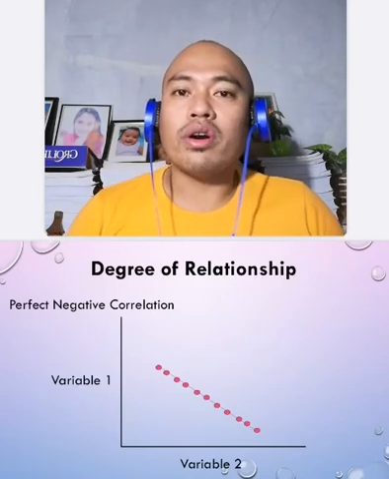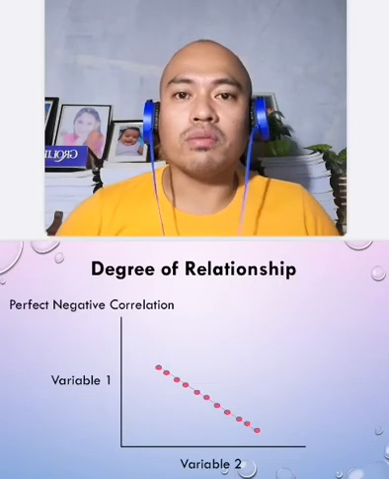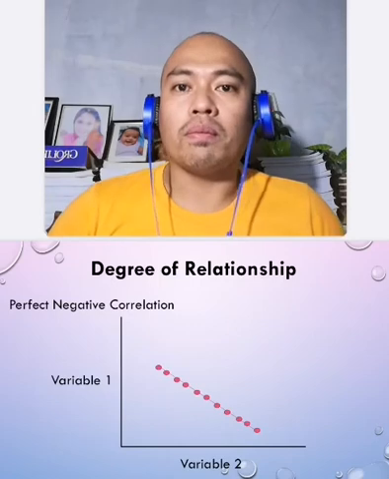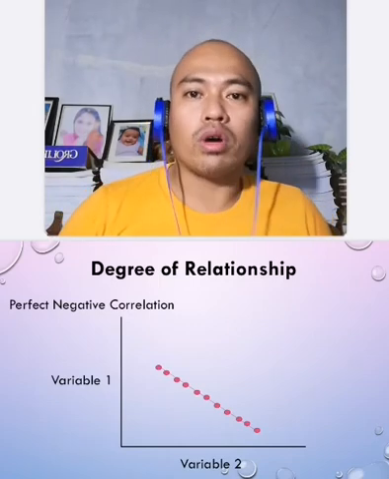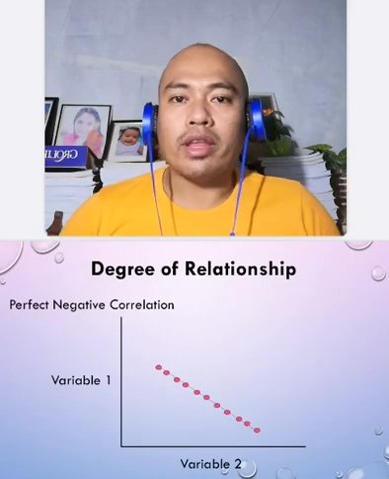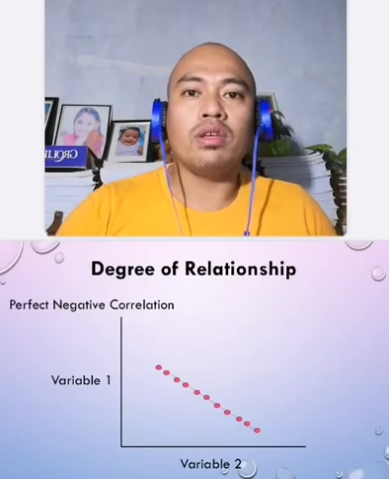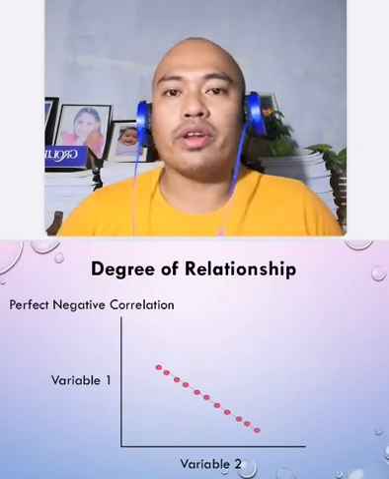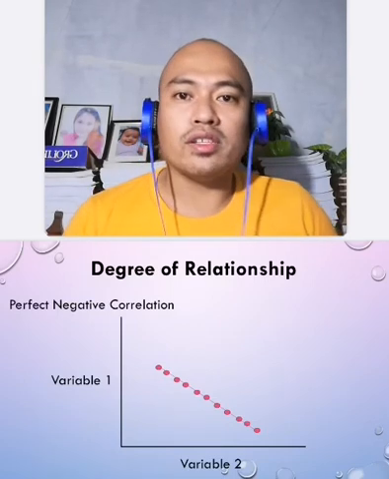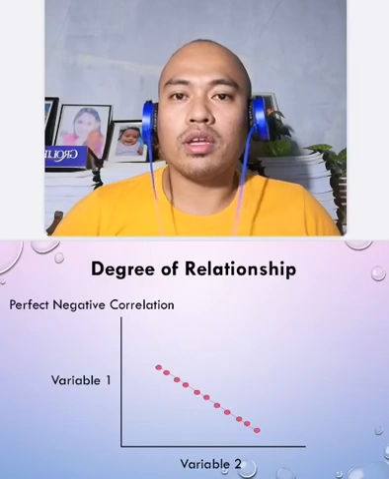So these are the different degrees of relationship that we may have when we are correlating two variables, variable 1 and variable 2. My next video clip presentation will be all about the different tools for computing the indices of relationships.